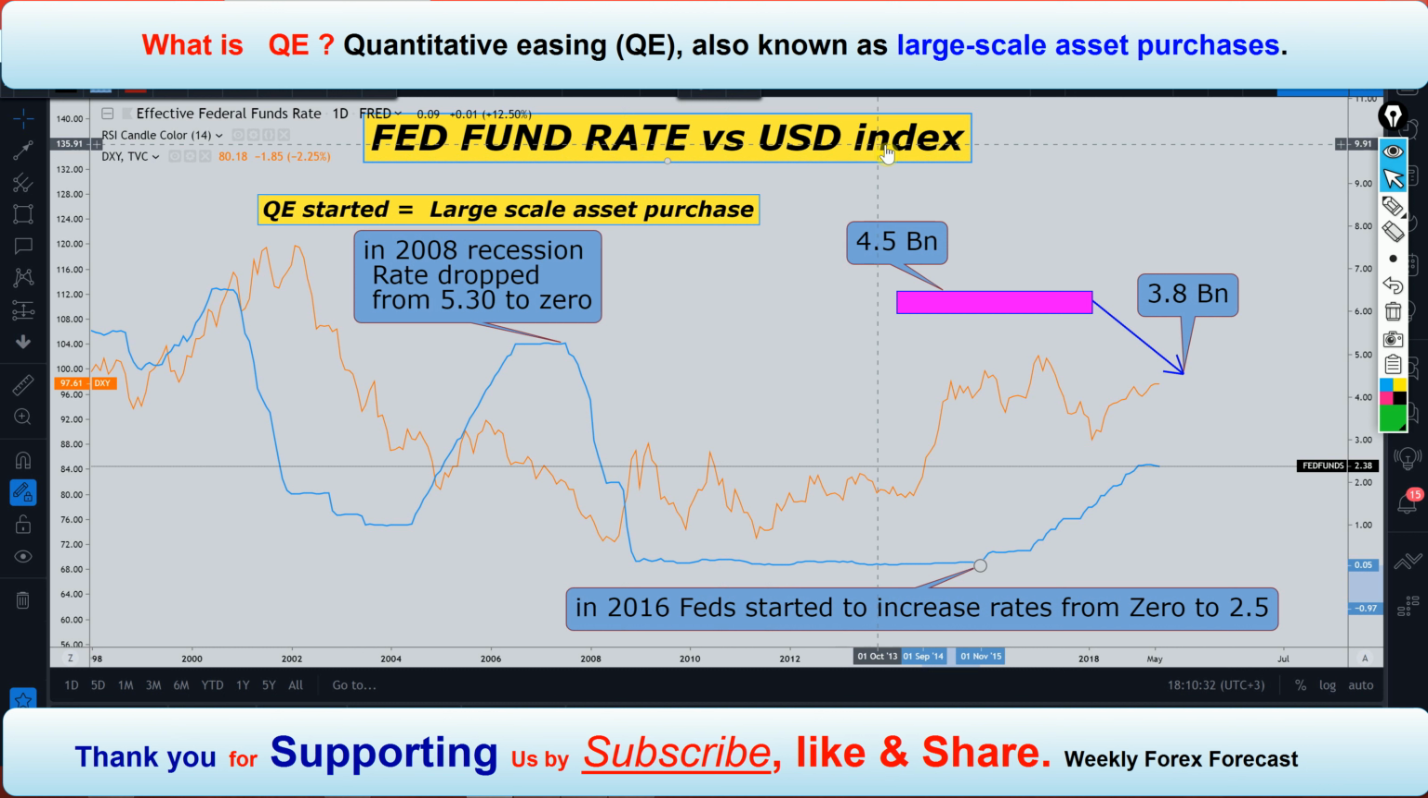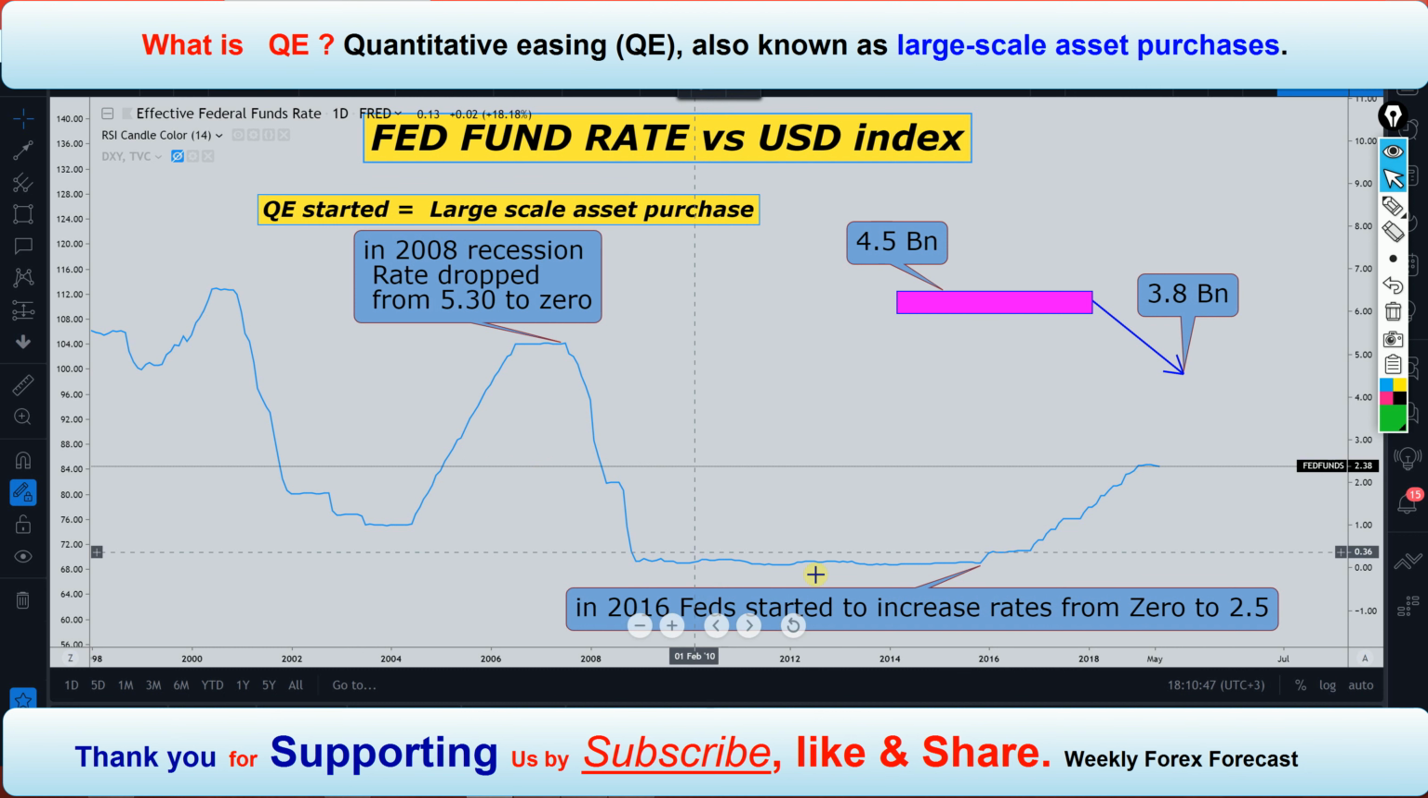Then we do have the USD index. Okay, this is the fund. It was at like 6.5 in 2001. Everything was good. Then they started dropping it to almost 1%. Then they did get back in 2004. They did increase it back to 5.3 in 2006. They continued like that. Then we did have the recession in 2007.